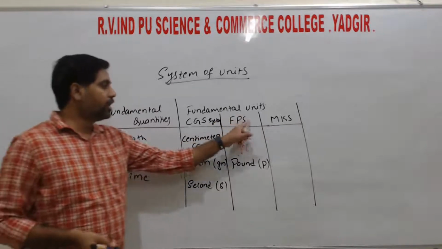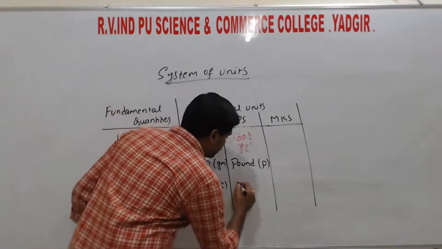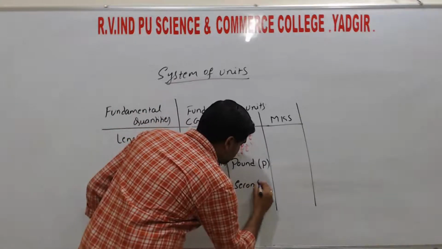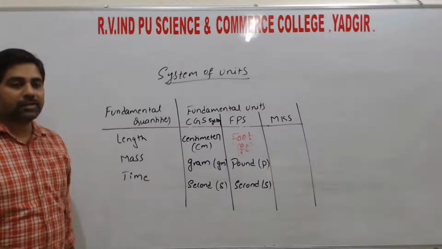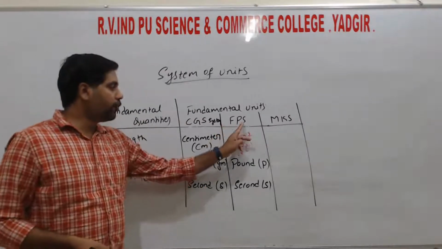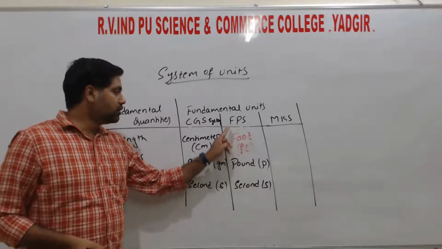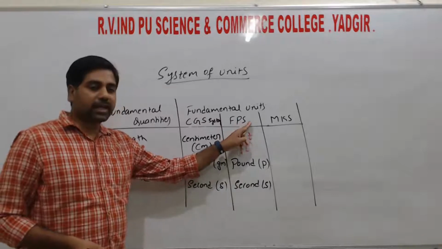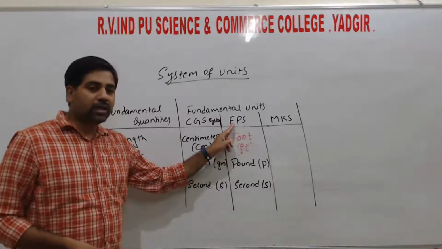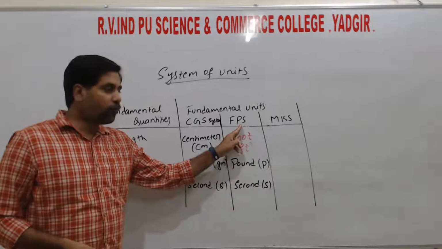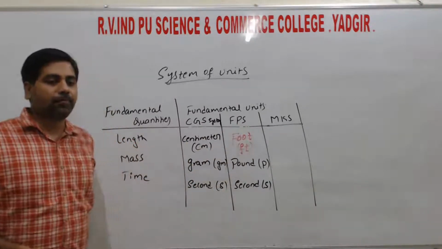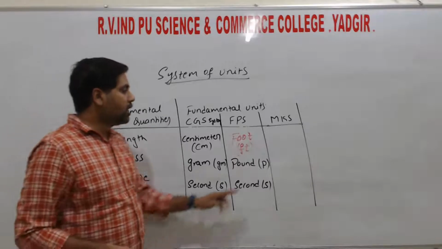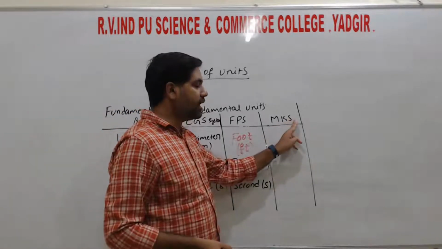Similarly, time, here we have S, which represents second. That is, time is measured in seconds. The unit symbol is S. So this is about the FPS system, that is foot, pound and second. So foot is for the length, pound is for the mass and S is for the time. So next and the last is the MKS system.